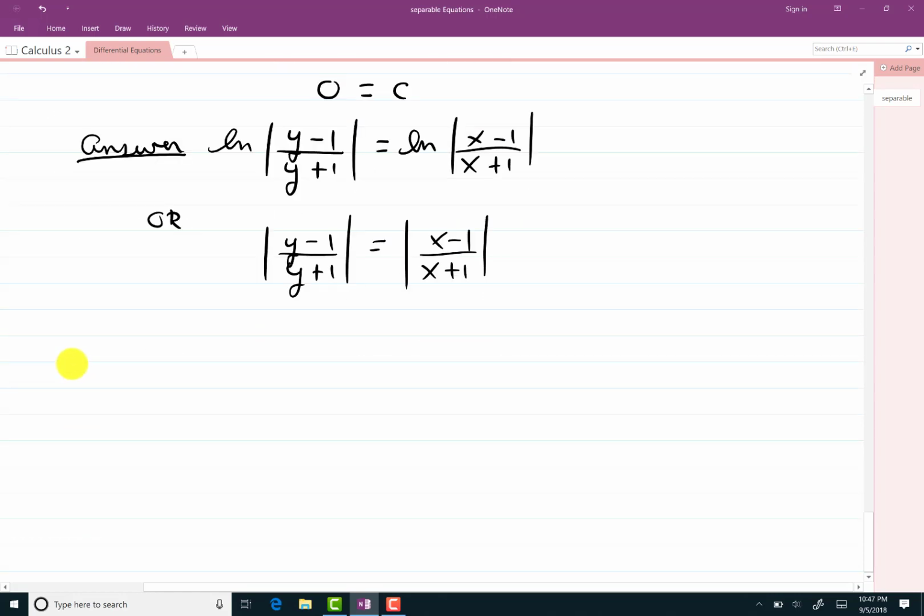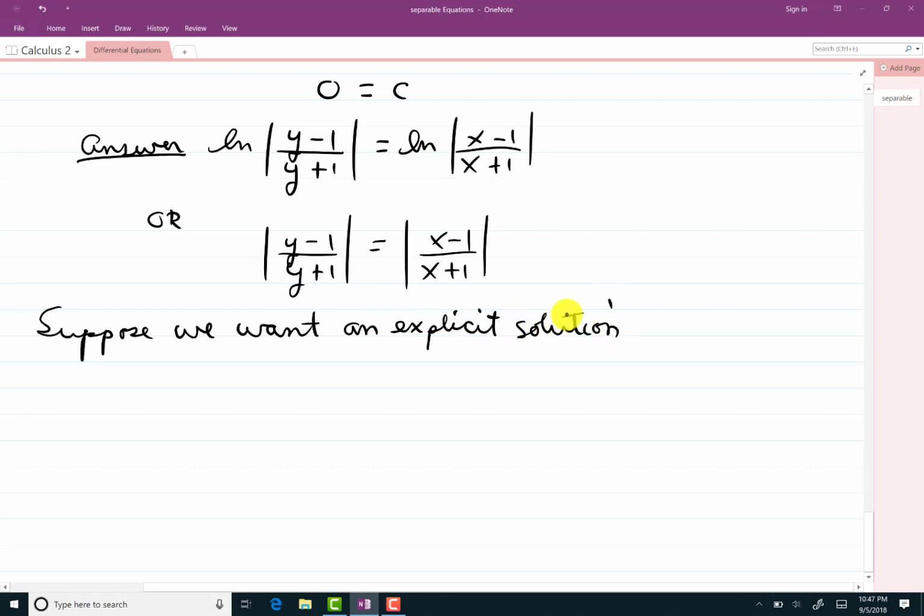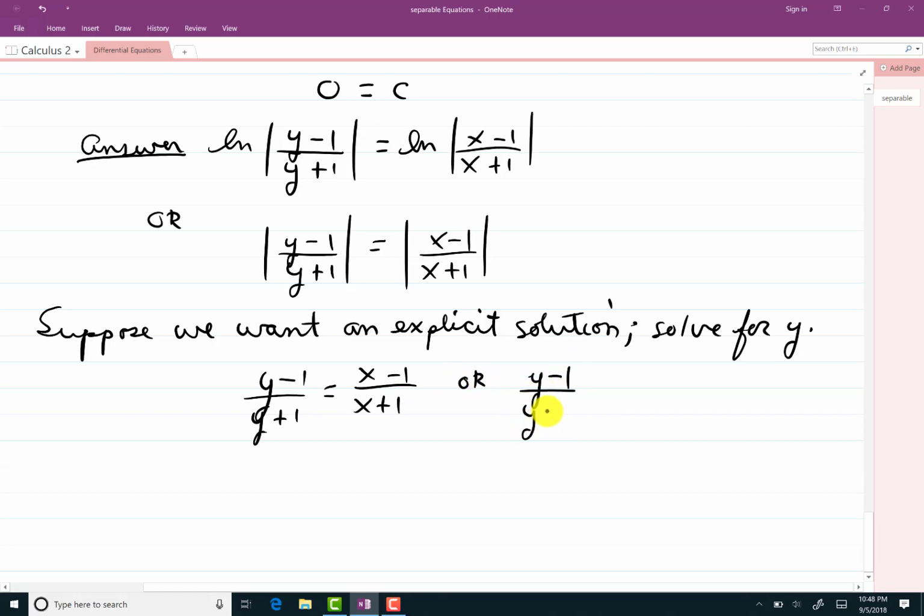Now, suppose we want an explicit solution. That is, we want to solve for y. Well, how can we do that? Whenever you have the absolute value of something equal the absolute value of something else, we have two possible answers. y minus 1 over y plus 1 equals x minus 1 over x plus 1, or y minus 1 over y plus 1 equals the negative of that, because this is the only way they can both have the same absolute values.